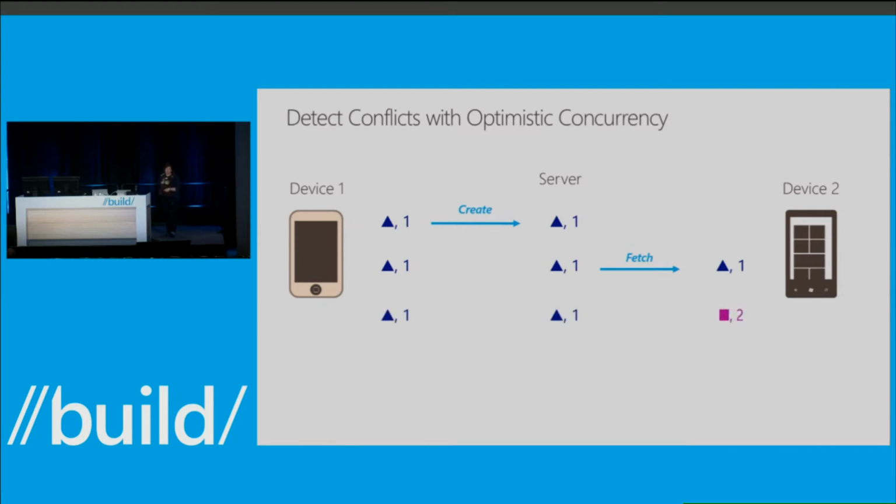Device 2 is going to change the value to a square, and so now the version is going to get incremented. It's going to send that change back to the server. So now the client, device 1, is out of date. Now, if it tries to change the same data to a circle, it's going to think it's on version 2, but actually it's not, because version 2 is what the server has.